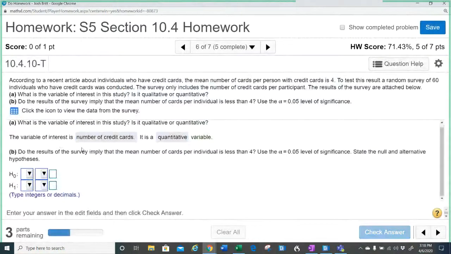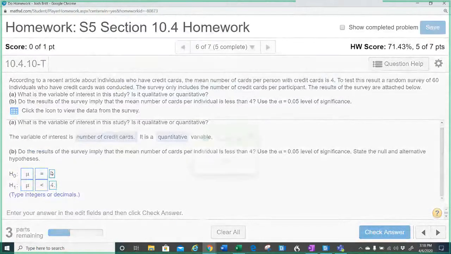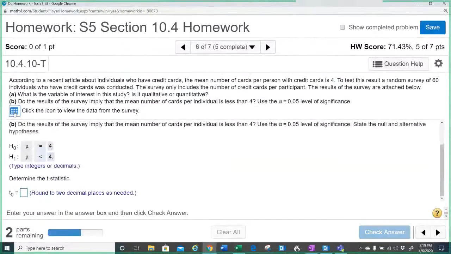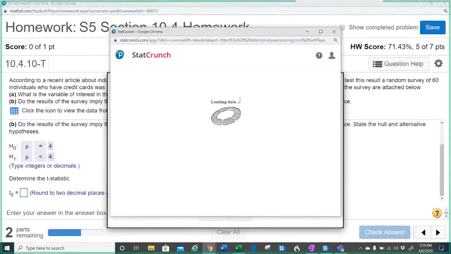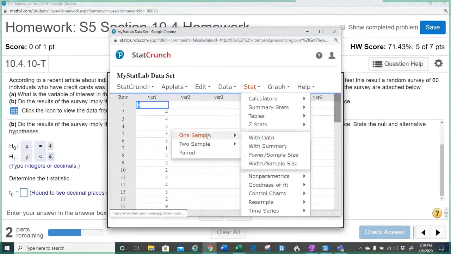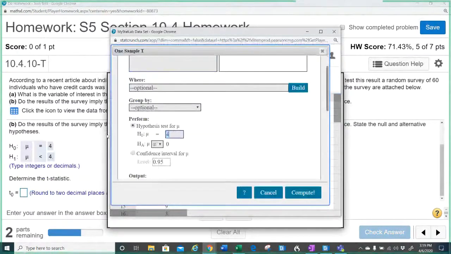All right, so here's the researcher's hypothesis. Do results of the survey imply the mean number of cards per person is less than 4? So we're dealing with the mean equal 4 and the mean less than 4. All right, so here's the data, number of cards. So we'll do t-stat, one sample with data. Pick the variable, and we'll do 4 and less than 4 as the hypotheses.